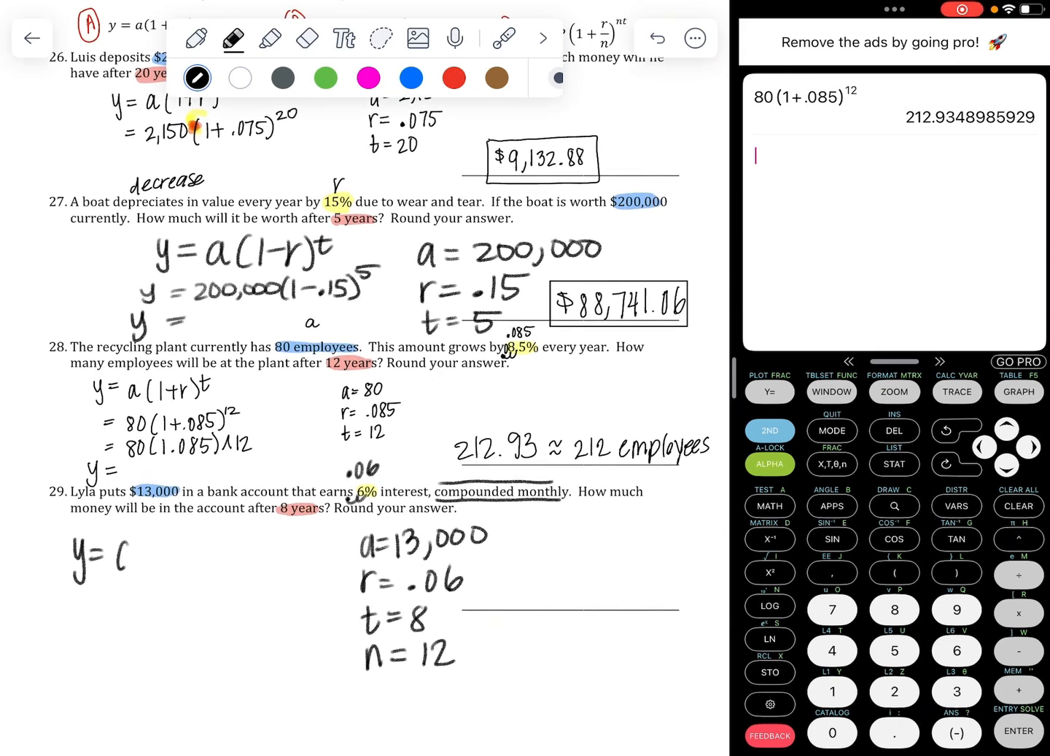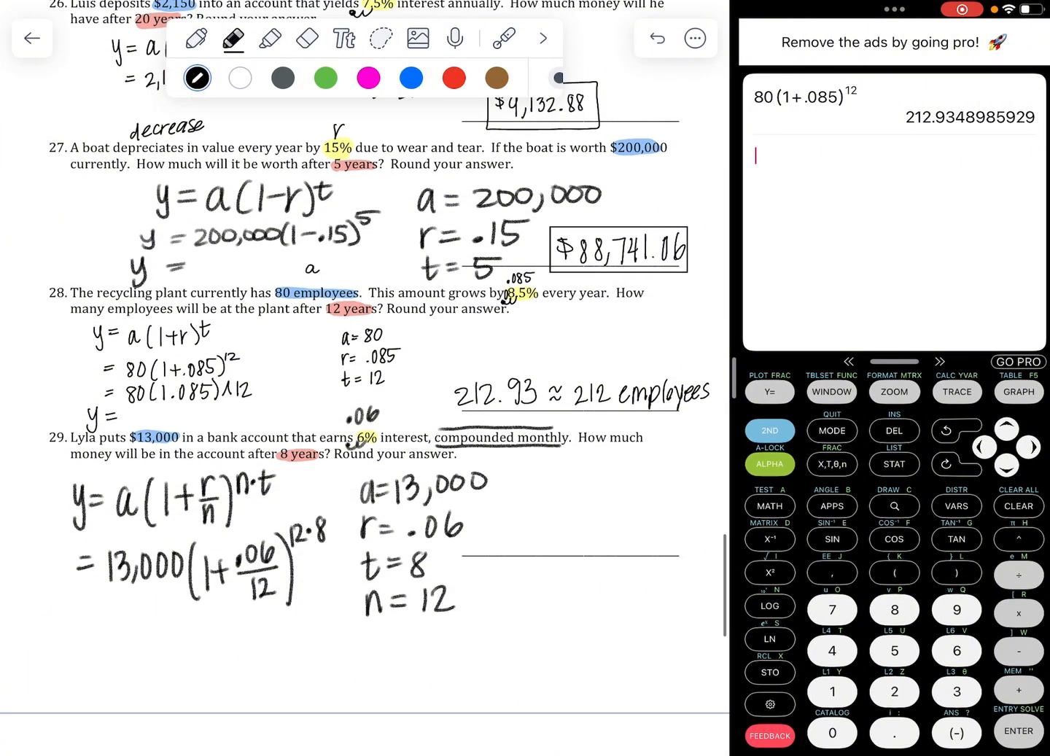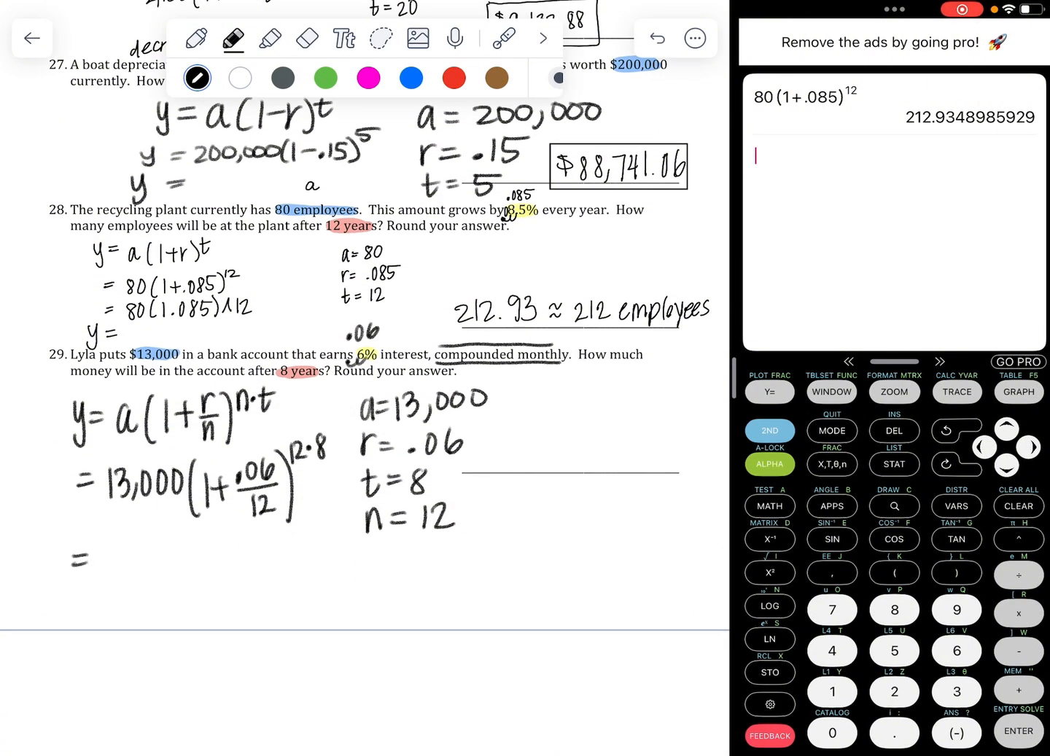Y equals, and I'm just going to call this A, equals A times 1 plus R over N to the power of N times T. Just substitute 13,000 times 1 plus 0.06 over 12 to the power of 12 times 8. You plug this all into your calculator, and the way you're going to do this is put double parentheses around this, and then make sure you do this in your head. So 12 times 8 is 96, okay?